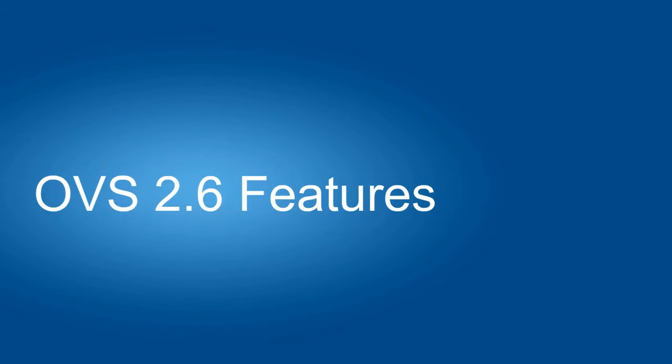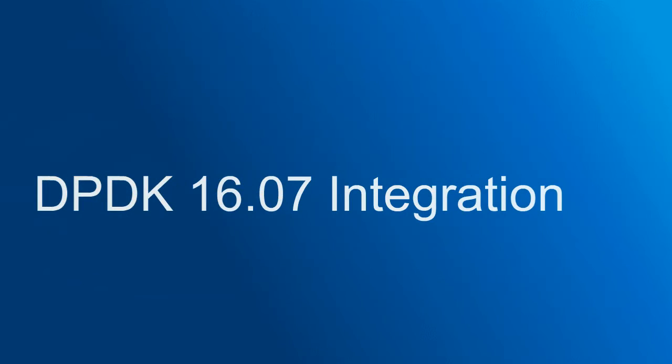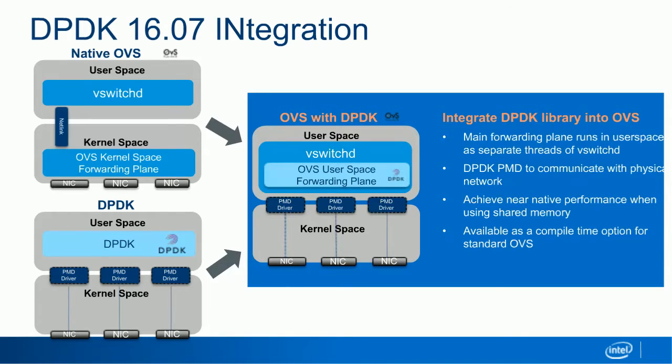So now that we have a high-level overview done, maybe we might start looking at the features that have been introduced in OVS 2.6. And to kick off in particular will be the DPDK 16.07 integration. If we look at native OVS, or kernel OVS as we call it, on the top left, we can see that this native OVS is using the kernel forwarding space essentially.